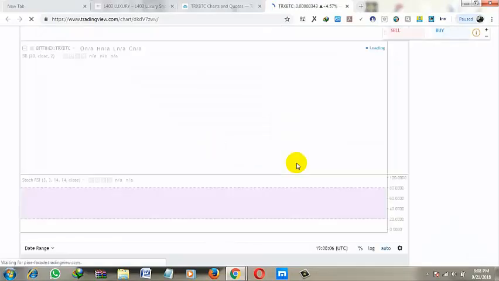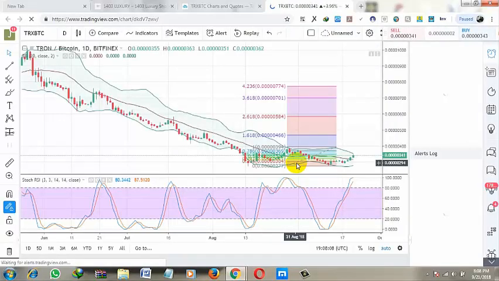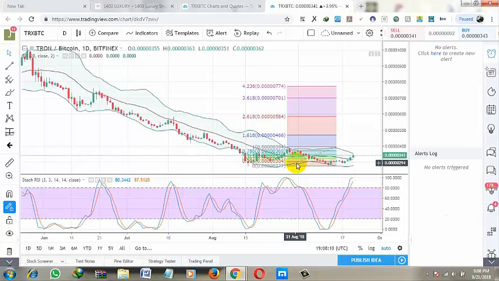Now, while it's loading up, let me explain stochastic to you. Stochastic RSI are momentum indicators. Okay, they are momentum indicators that show you how strong the price is. Remember, we took care of Bollinger Bands yesterday, and I told you that Bollinger Bands will not actually tell you where the momentum is going to. Okay, but the stochastic can help you.